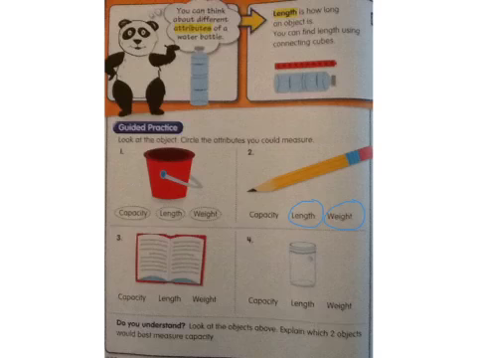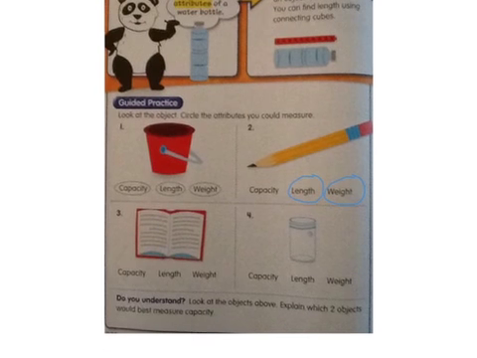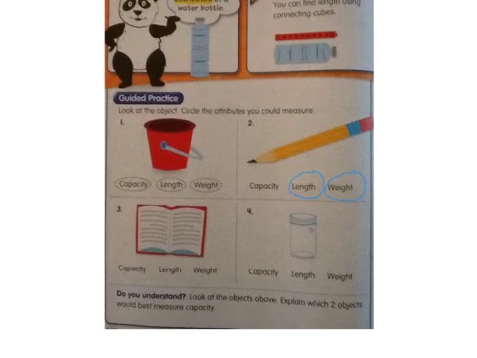All right, moving on to number 3. There is a book there, like your reading book. Can you measure the capacity, the length, or the weight? And what you should be thinking is you can measure the length because you can measure how long it is, and the weight, how much does it weigh? And again, you can't measure the capacity of the book because you can't see how much it holds.